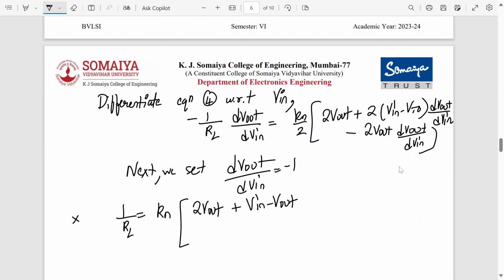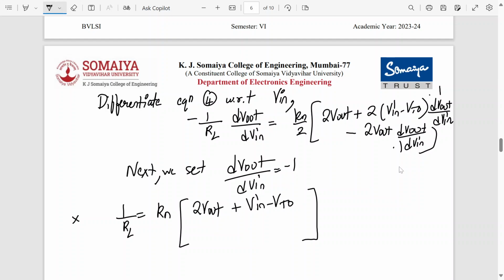V in minus VTO, because this is minus 1 and this is also minus 1. Yeah, I think that's it. You can close the bracket. Okay, so twice V out plus V in, twice V in actually, V in minus VTO it is, sorry, the 2 we have already taken out.